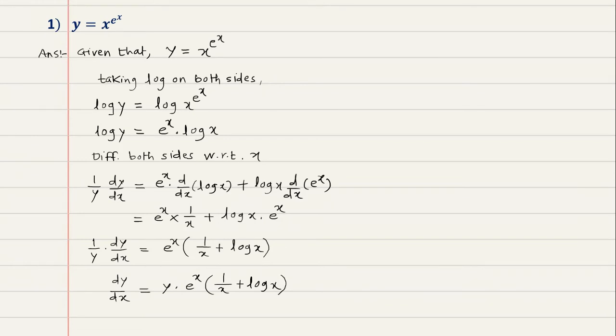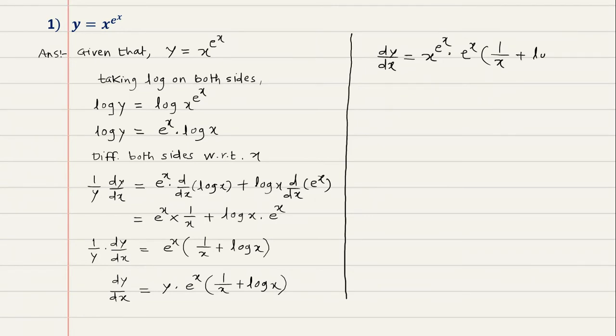Okay. Now I will write next step here. Last answer. So last answer will be dy by dx is equal to, now put value of y. Value of y is, see here, x raised to e raised to x. So we have to write that here. So x raised to e raised to x into e raised to x into bracket 1 upon x plus log x. Okay. So this is our final answer.